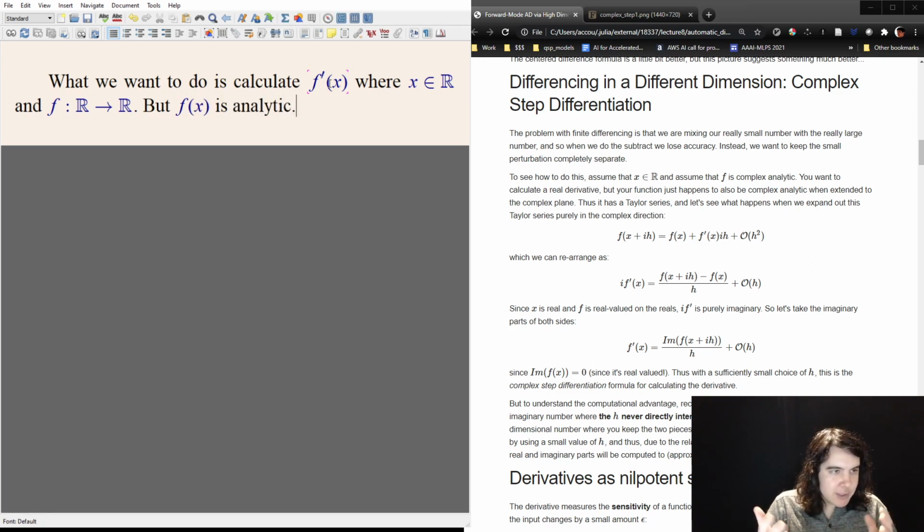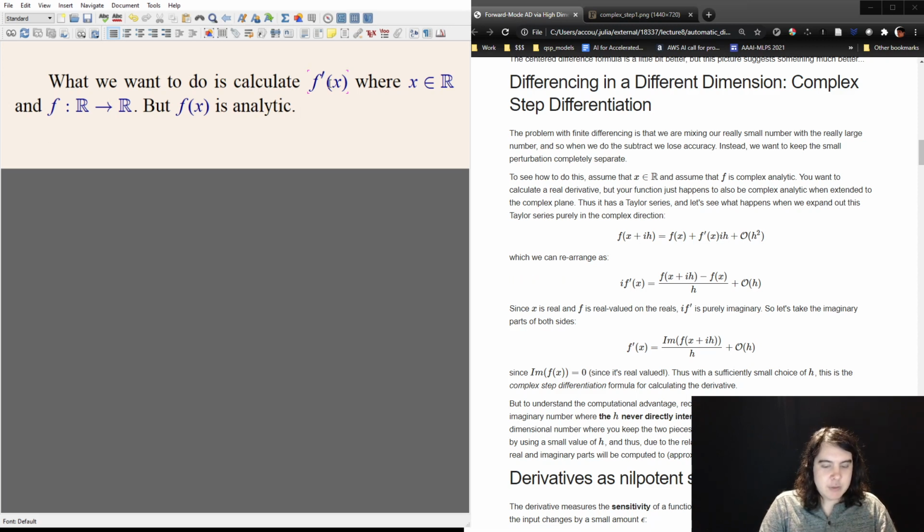So that means it has a convergent Taylor series, or its derivative exists in the complex sense. If you don't know what analytic means or holomorphic means for a complex function, it just means the derivative exists in some nice sense. So assume that it's a nice function, which is true for things like sine, cosine, exponential, all those things, right? That means it has a Taylor series. So let's do a Taylor series with a small perturbation in the complex direction, right? So this is our idea.